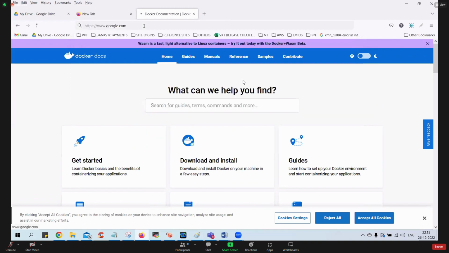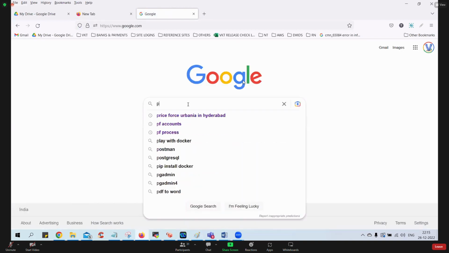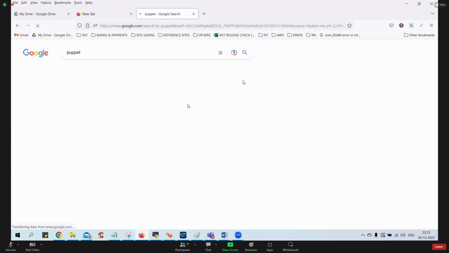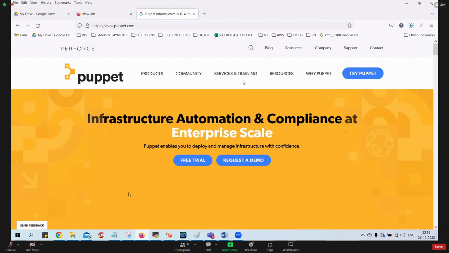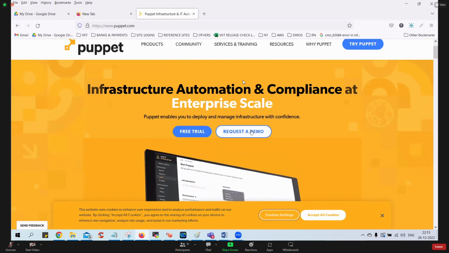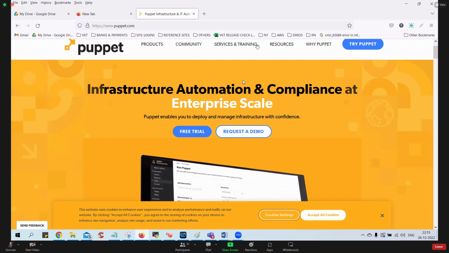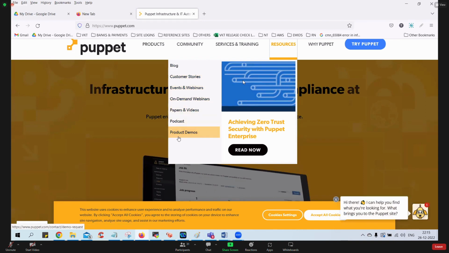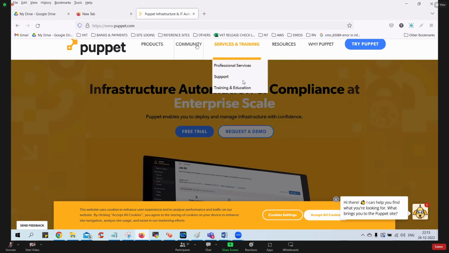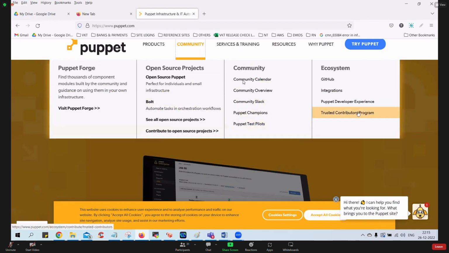They don't believe in giving everything free. They want us to call them. At some point you'll feel double the headache. See, free trial, request a demo. Resources, guys: blog, customer service, events, papers, product demos, services and training, community. Any documents here? I don't see many documents here.